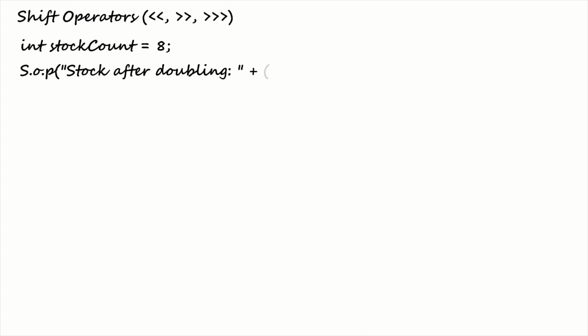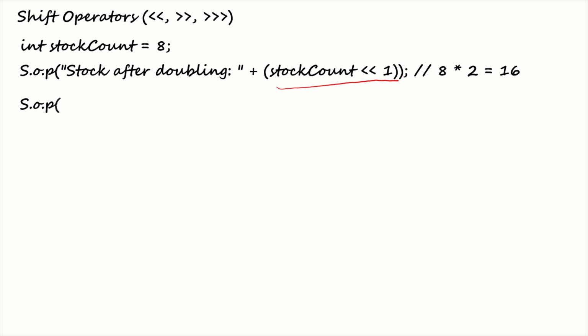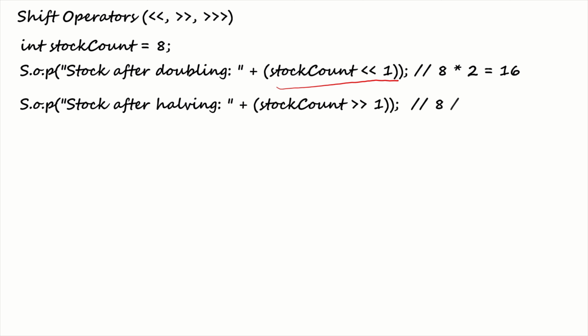I mean, when comparing with arithmetic operators, if you have powers of 2, or multiplying or dividing by 2, if you have those kind of operations, you can use these left shift and right shift operators. Suppose I want the stock after halving, so I will use right shift operator. So it's like 8 divided by 2, I'll get 4.